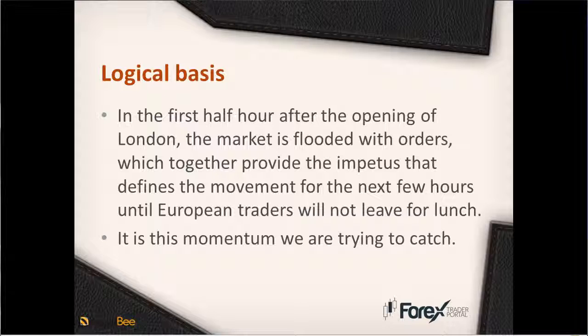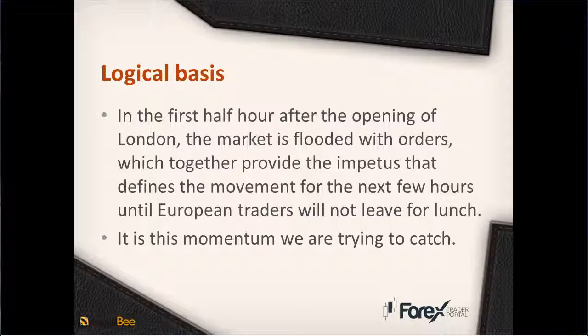So what is our strategy based on? As soon as the London session opens, in the first half hour the market is formed by a large number of orders. Someone buys, someone sells, and together these orders give some momentum in the end. That is, the price goes either upwards or downwards.